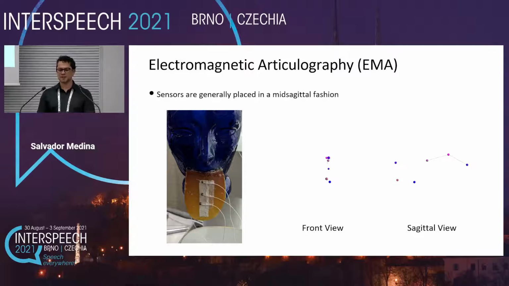And generally, when capturing EMA, they do it mid-sagittally, so you only have one line, the midline of the tongue. Here, I can show you, we have the upper lip over here. That's what you're looking at. Here's the lower lip. This is the lower incisor. This is the tongue tip. You have the tongue body or blade and the tongue dorsum. So the tongue is only represented by a single line. And this is how it would look.